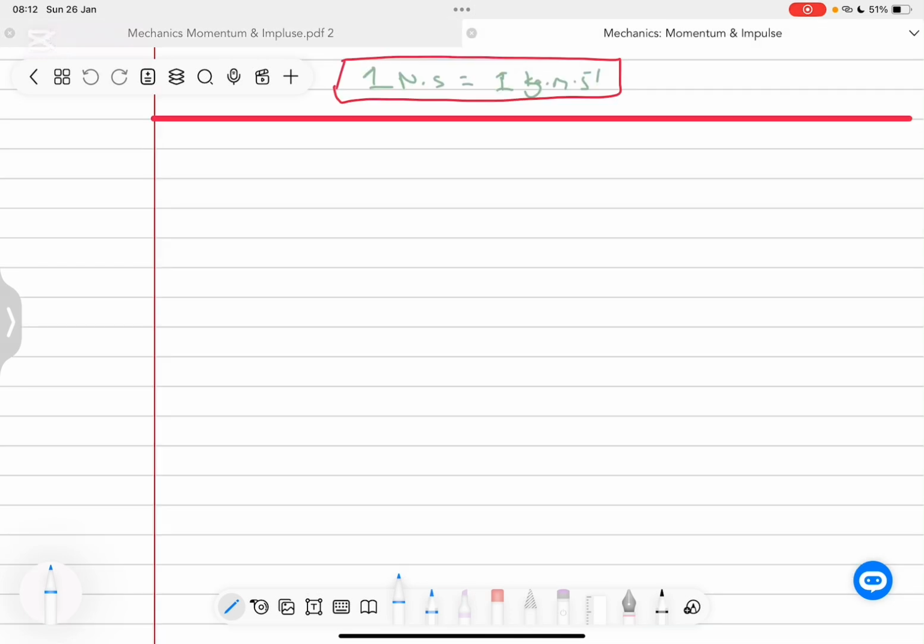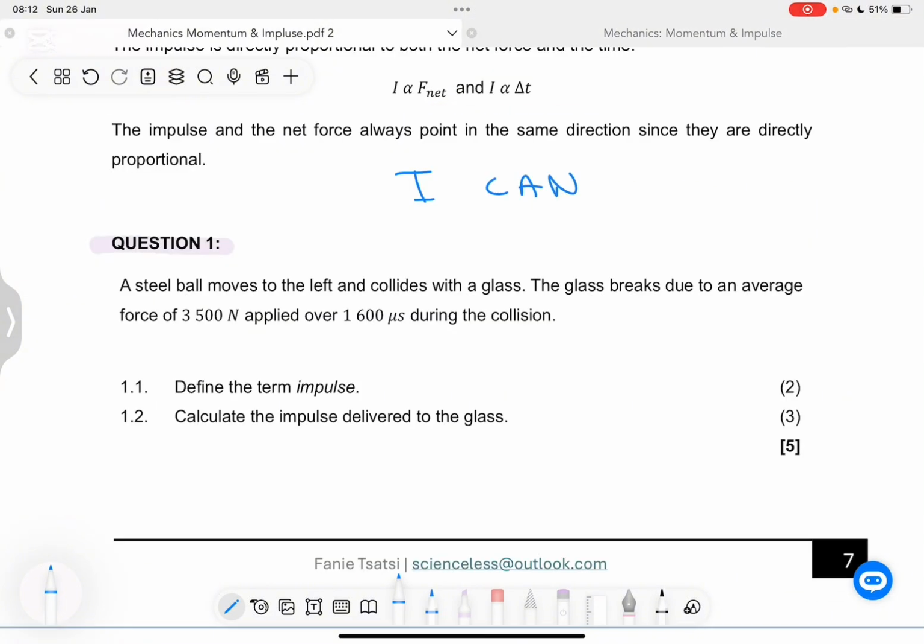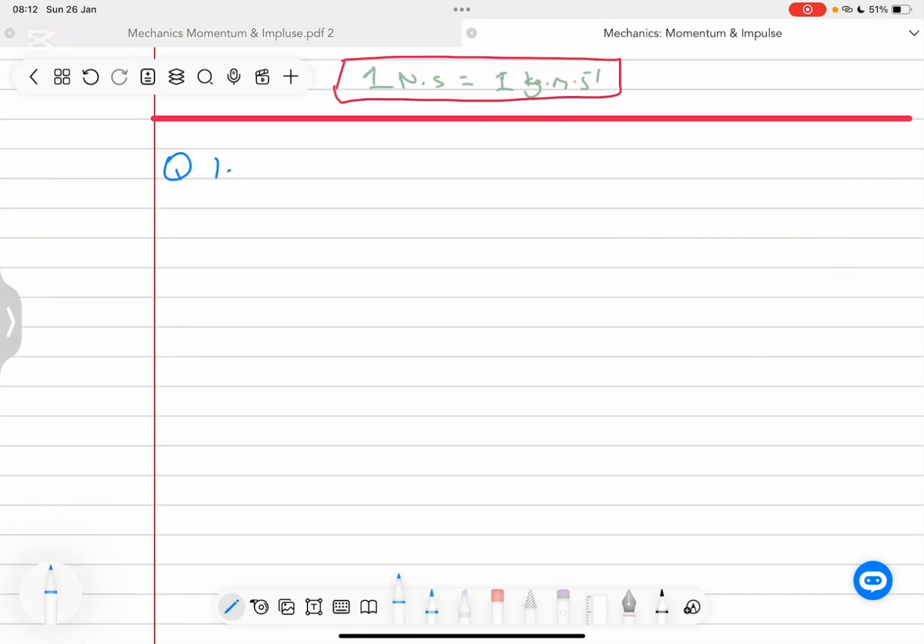To best interpret this problem, it is important to firstly choose the direction, because I've noted that actually the ball moves to the left. So I'm going to choose my direction such that anything that goes to the right is positive and anything that goes up is positive.